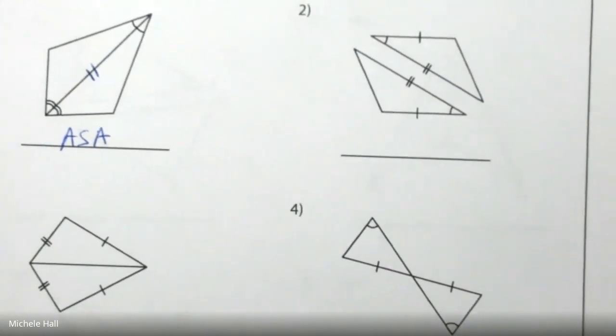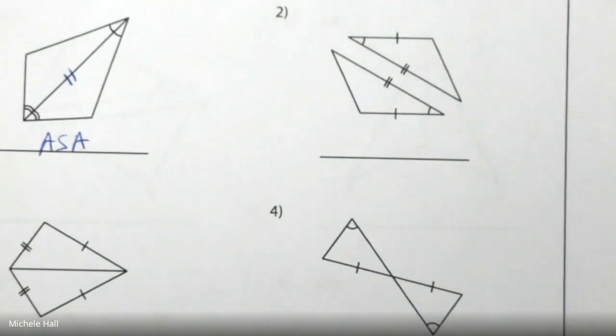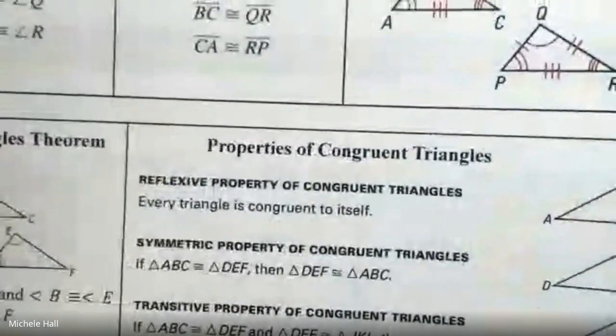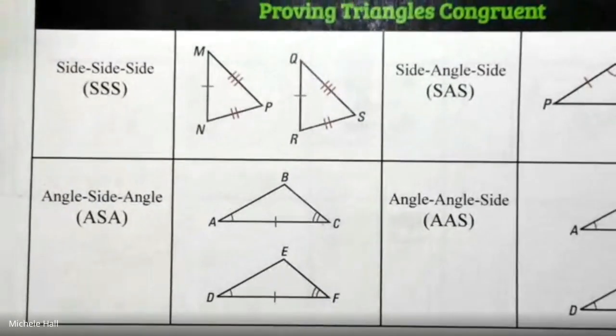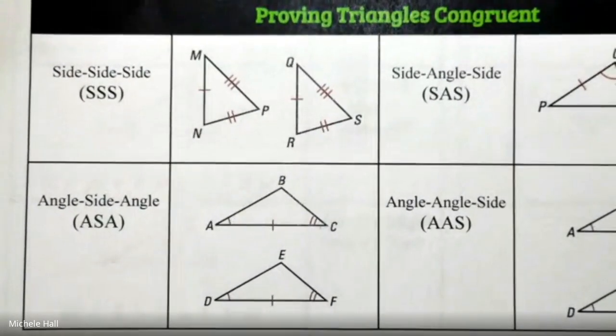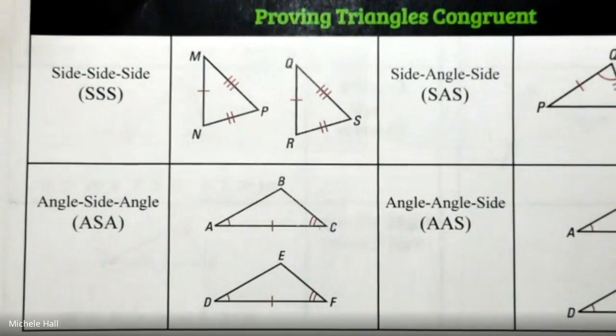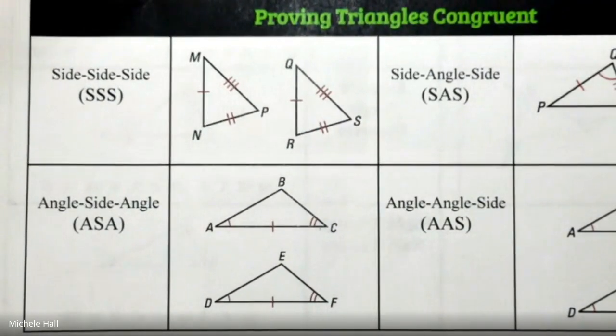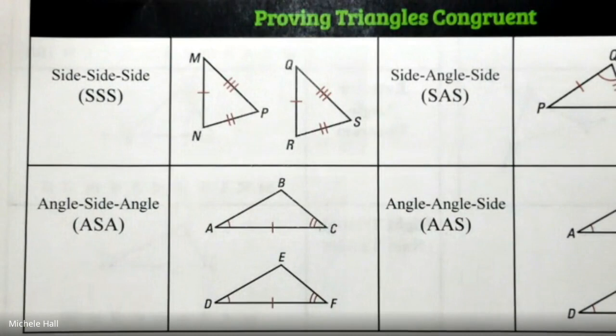Try number 2. First of all, how many sides does it have? Well, how many sides for the markings? And how many angles? So I'm looking for something that has 2 sides and an angle. So what are my choices for something that has 2 sides and an angle? Do I have multiple choices or only one choice? You're looking for something that has 2 sides and an angle. 2 sides are marked and an angle is marked.